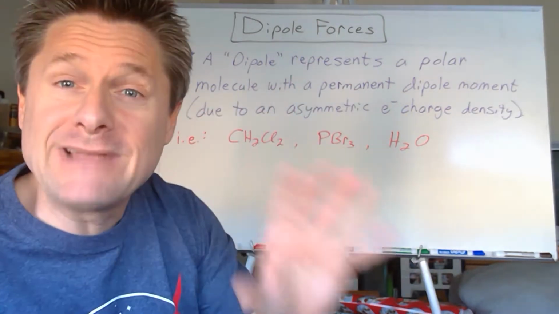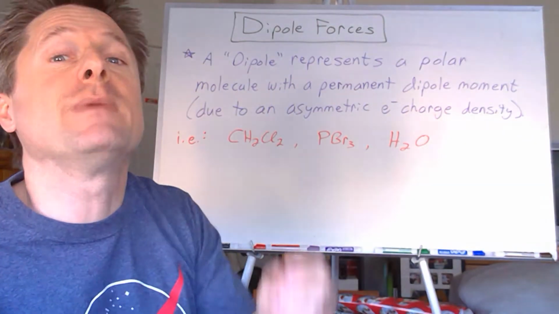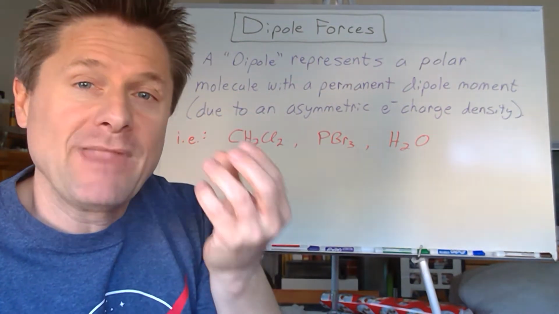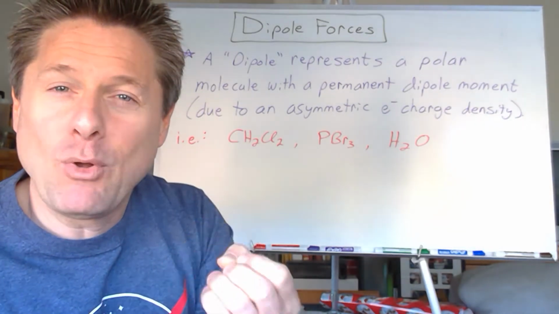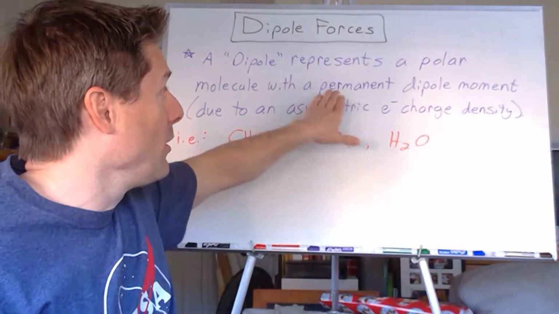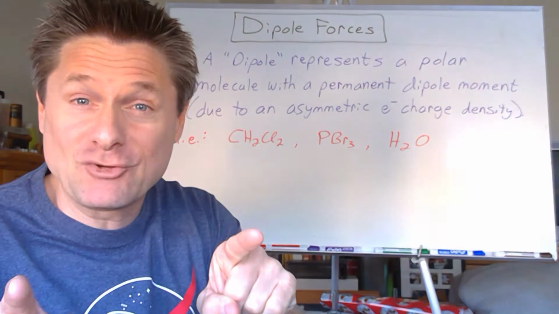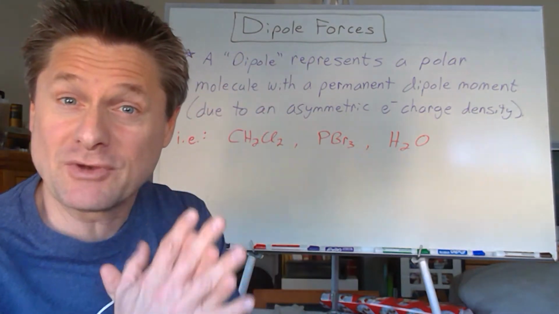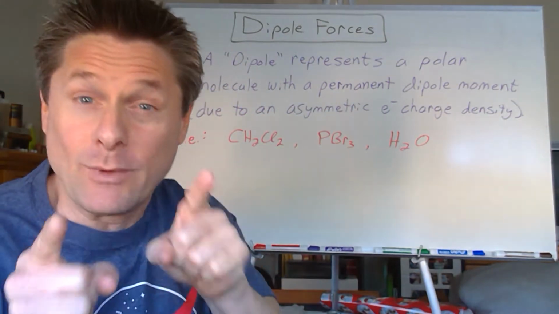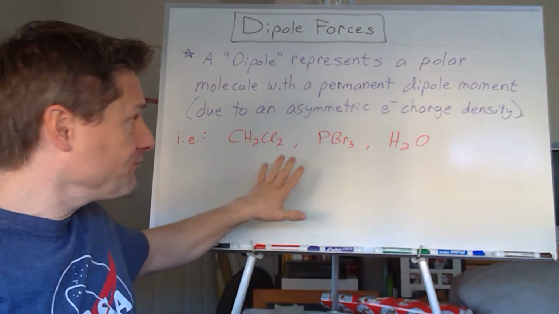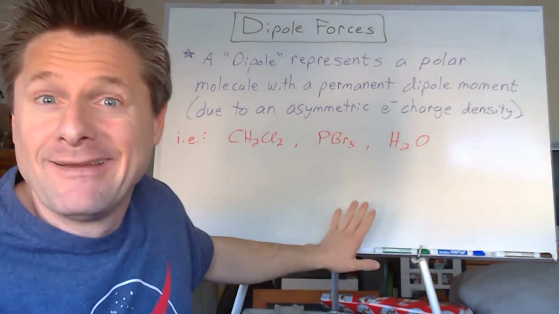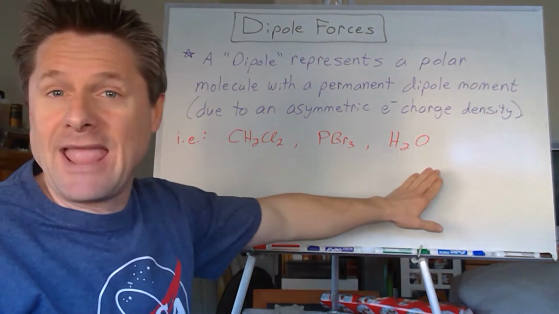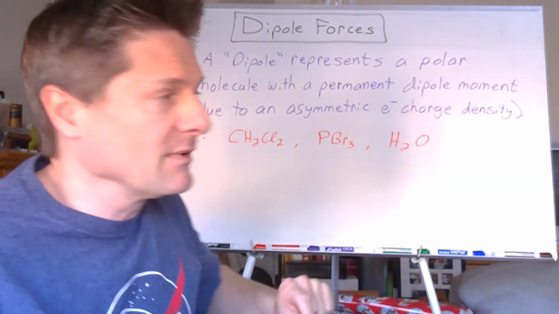So that term dipole, when we're talking intermolecular forces, means a molecule that has a permanent dipole moment. It is a polar molecule. Boom! Because of the asymmetric electron charge density distribution, right? So the electron clouds are distorted. We good? We good on our definition? Not going to review how to determine that, but these would be examples. We'll use these for some examples later.